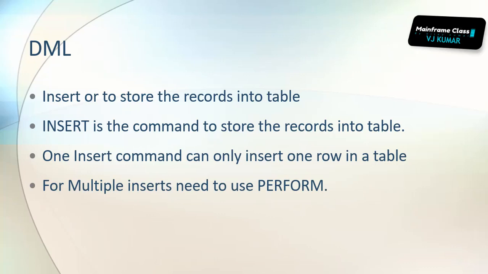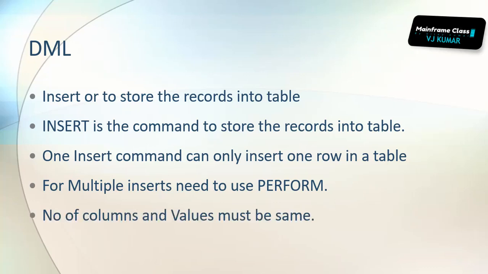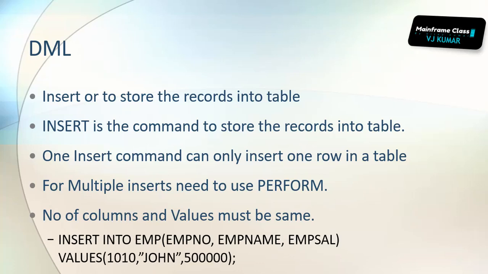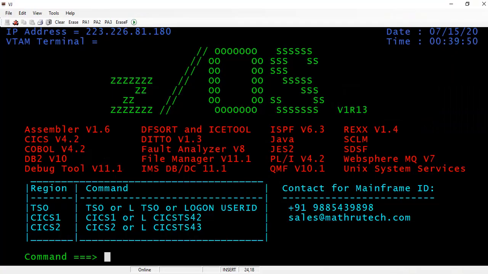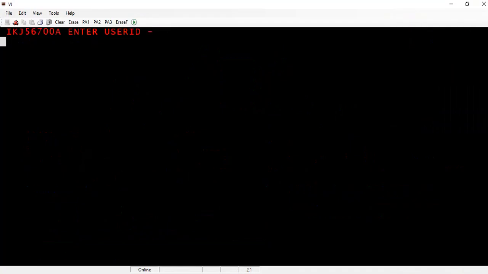If you are using an application program, you can use a PERFORM statement in order to insert multiple records into the table. The number of columns and values must be the same. INSERT INTO the table name, you give the field names, and then you enter the values. Let's connect to the mainframe and see how we can do it.